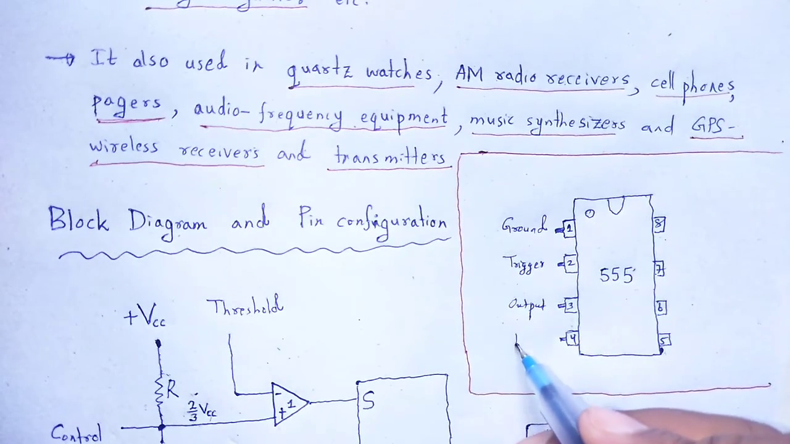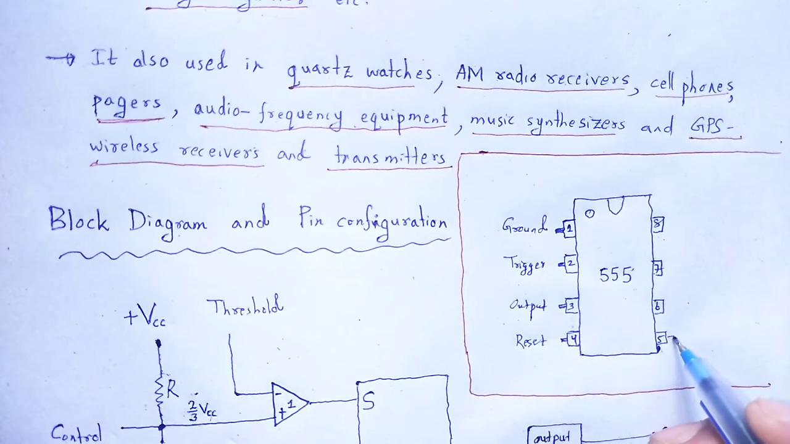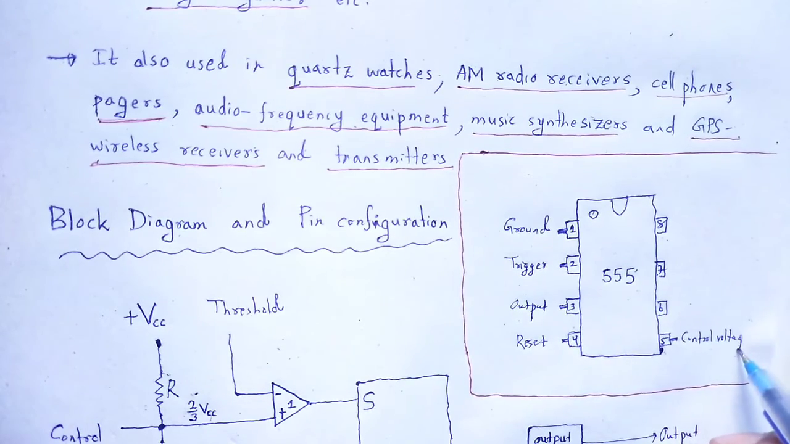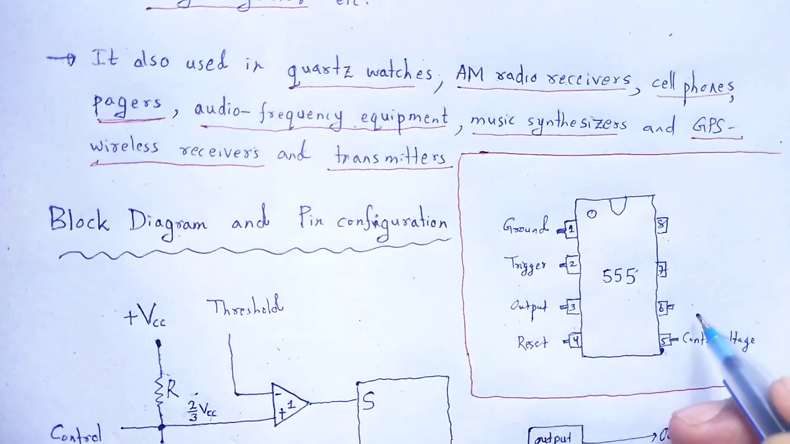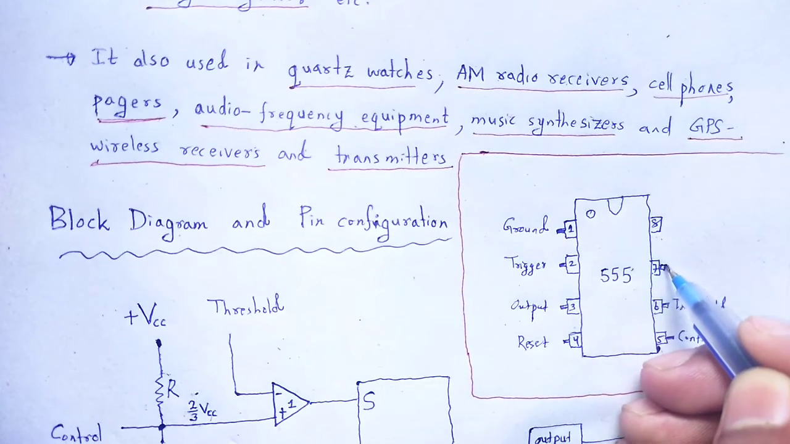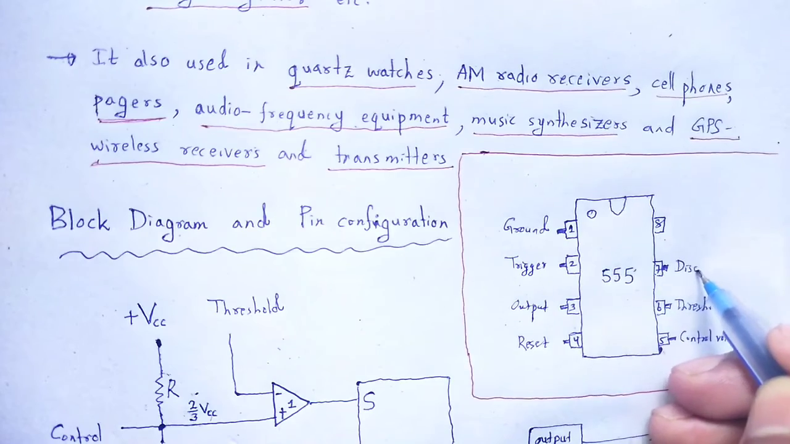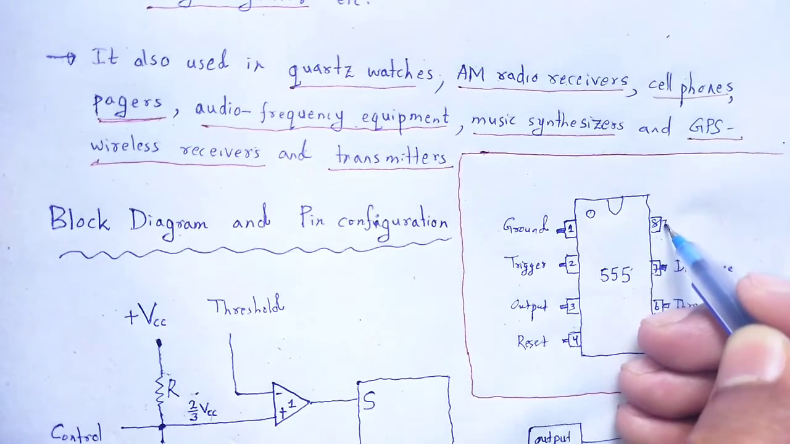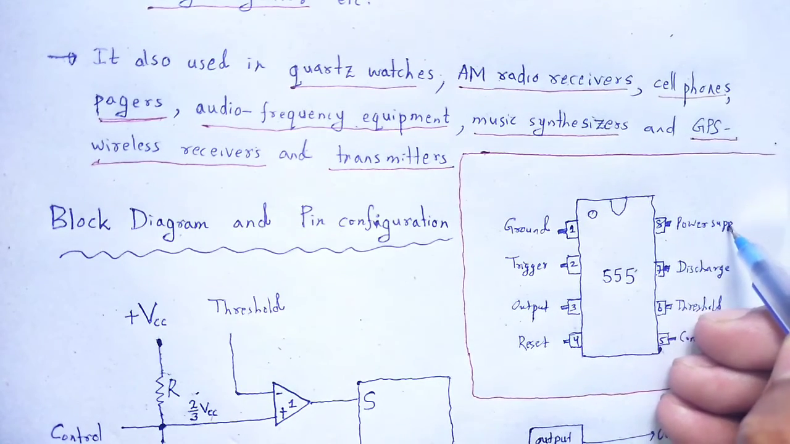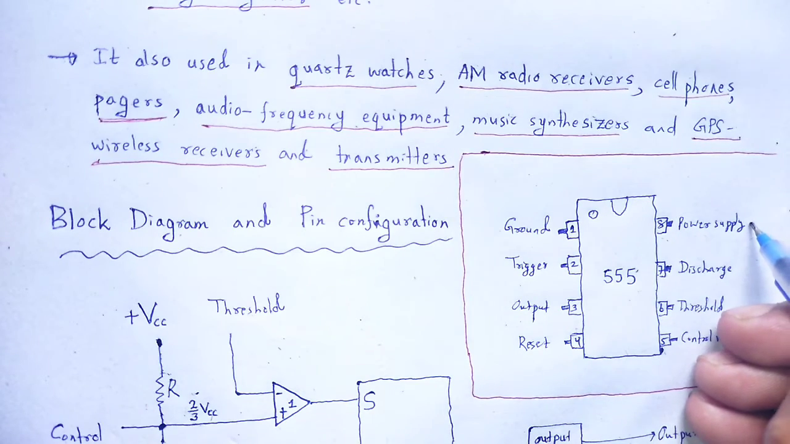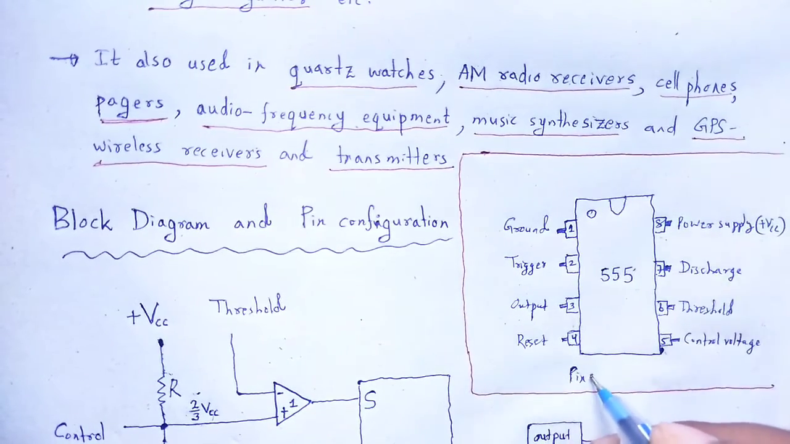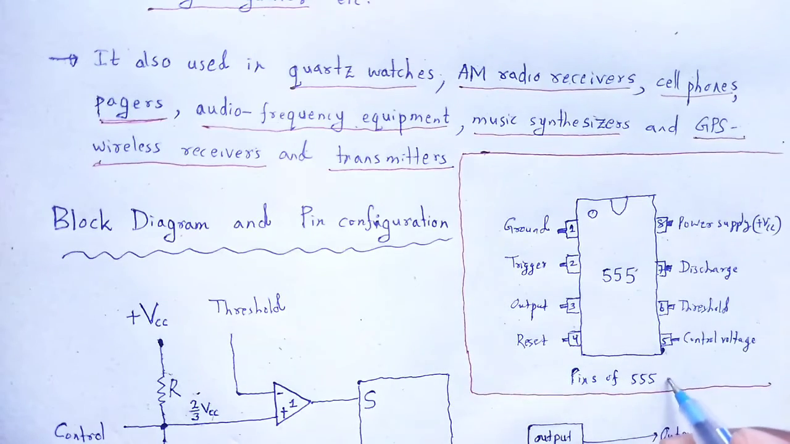4 is reset, 5 control voltage, 6 threshold, 7 discharge, 8 power supply. Your power supply is plus VCC. These are the pins of the 555 timer IC.